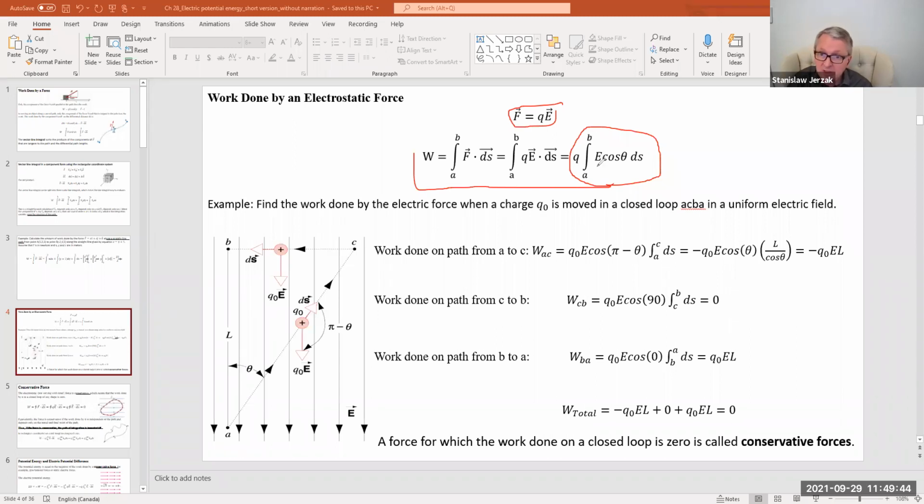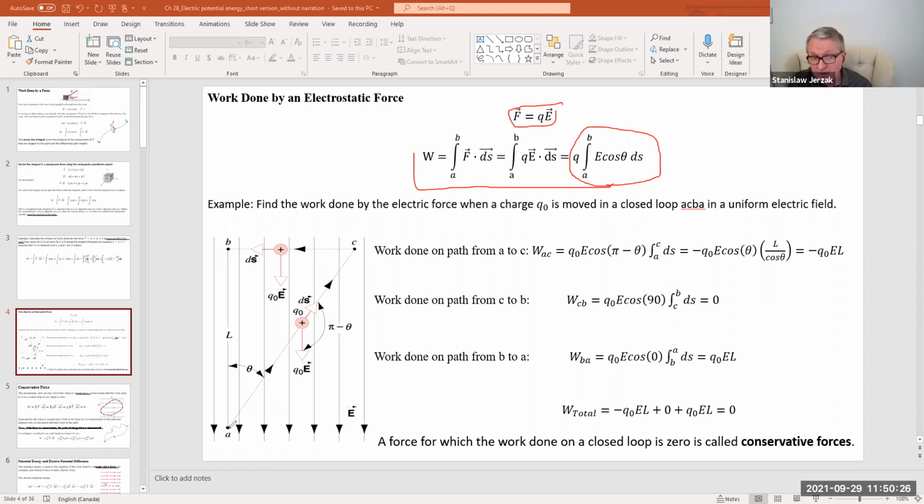So let us use this integral, but first for the very simple case, when the charge moves in a uniform electric field. In general, of course, electric field can change in space. But for now, my assumption is that electric field is uniform in space and indicated by these black parallel lines. And let's say that the charge Q0 is moving from initial point A to point C, then to point B, and then back to point A.